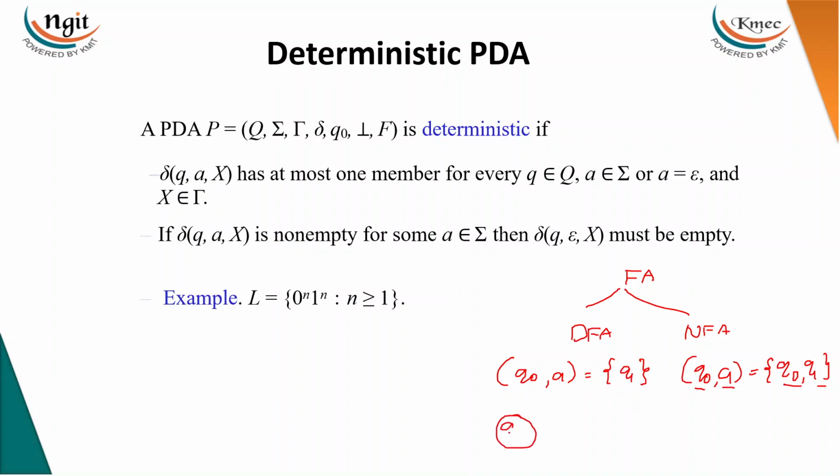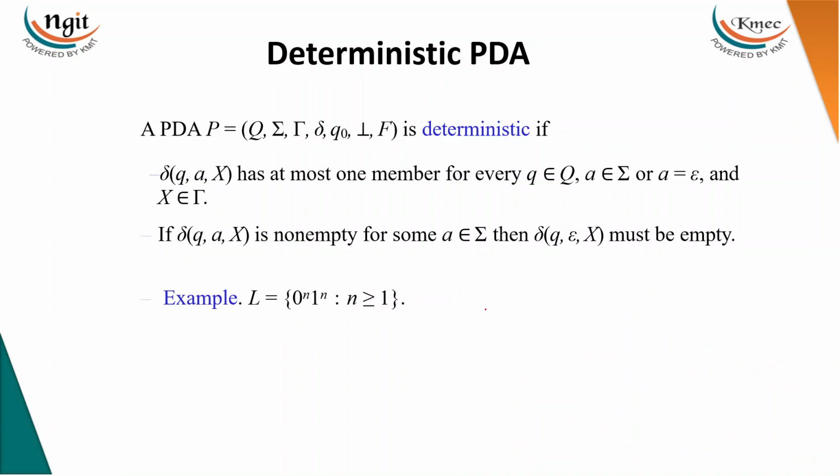Here on Q naught, if I read A, I'm going to Q1 only, one state. But here on Q naught, if I read A, I'm going to Q1 and I'm also going to Q naught, two states. So this is non-deterministic in nature, but this is deterministic in nature. Same like deterministic PDA. PDA is also categorized into two types: one is DPDA and another one is NPDA, deterministic pushdown automata and non-deterministic pushdown automata.